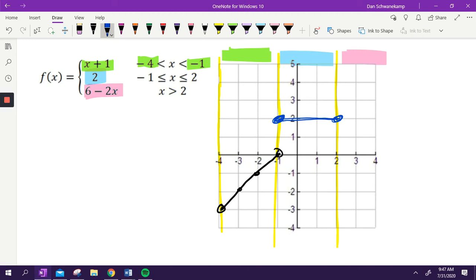The last one, when x is greater than 2. So on the far right, 6 minus 2x. I'm going to rewrite that a little bit so it doesn't confuse me. It's just negative 2x plus 6. So I'm starting up here at positive 6. That's going to be my y-intercept. My slope is negative 2. So I'm going down 2 over 1, down 2 over 1, down 2 over 1, down 2 over 1. It would be an open circle, but I already got a closed circle there, so I'm just going to continue.